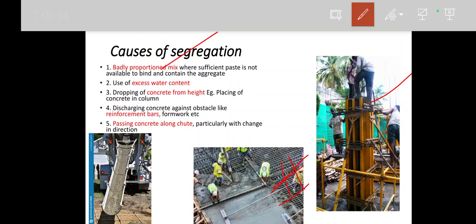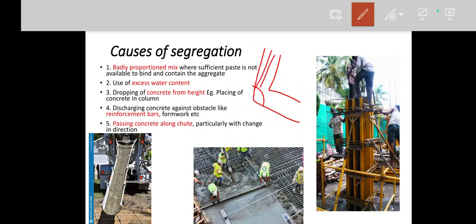Also, when we are using a chute, mainly this chute is always attached to the RMC transport truck. When you are placing the concrete, if the chute is along the direction of the flow of concrete, there is no worry. Suppose you make a change in direction for the concrete, say by 60 degrees or 90 degrees, what will happen?